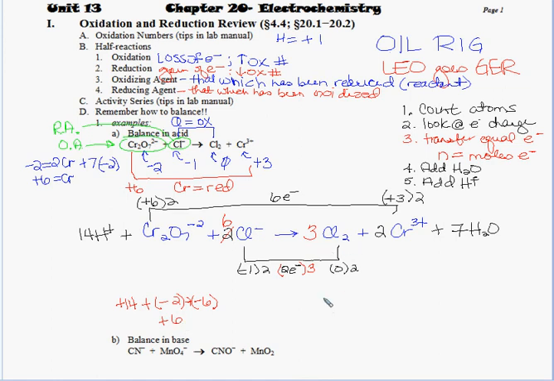On the right-hand side, we're going to have 0 for the chlorine because it doesn't have a charge. We've got 2 of these positive 3 chromiums, which gives us a +6. And then water doesn't have a charge either, so our total charge on the right is positive 6. Since they're equal, we've done a perfect job making our reaction balanced.